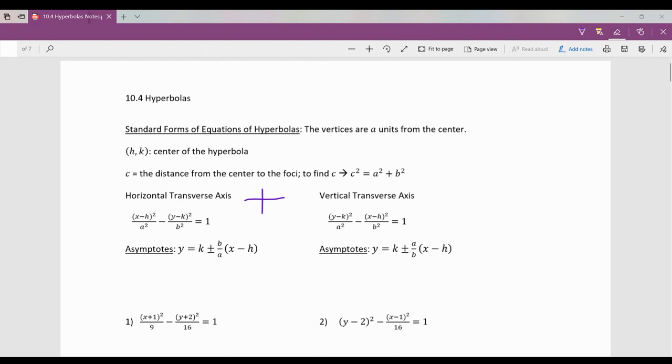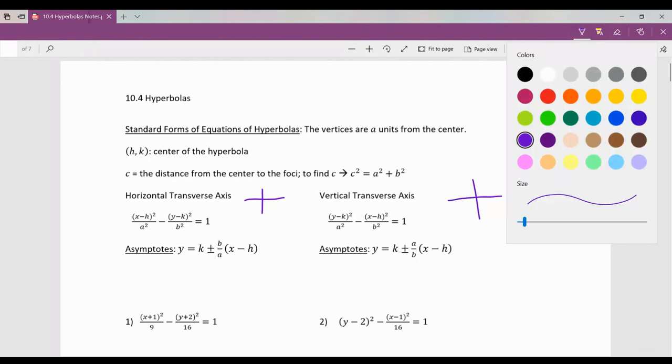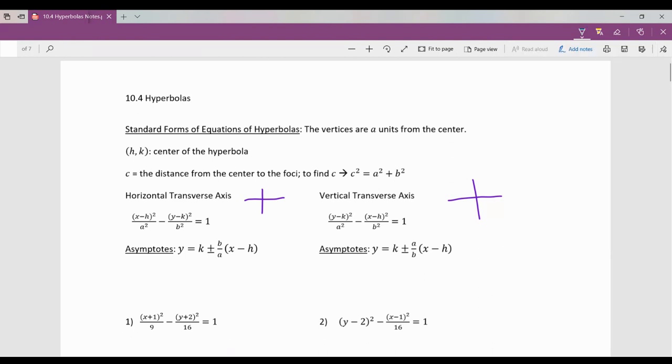I'm just going to erase that little random stray mark, and we've got the x and y axis. Now my hyperbola is going to be, let's draw it in green. So horizontal, if the x comes first, the hyperbola is going to open towards the x's on the x-axis. So that's what a hyperbola is going to look like. Now for vertical transverse axis, where the y's are first, we're going to have the hyperbola opening up and down towards the y's. All right, so we've got that.